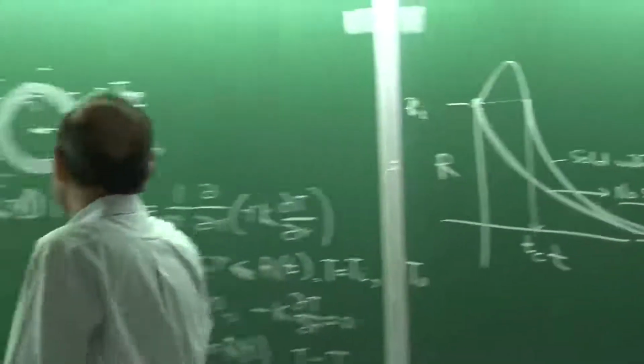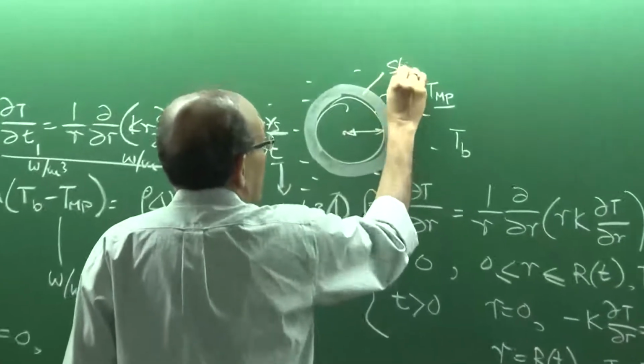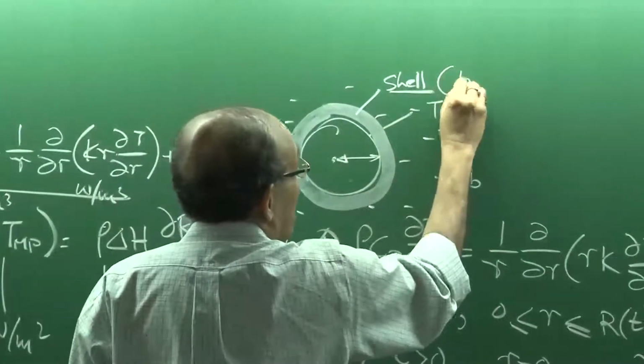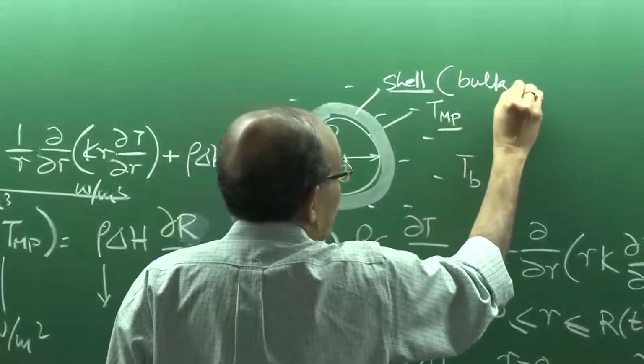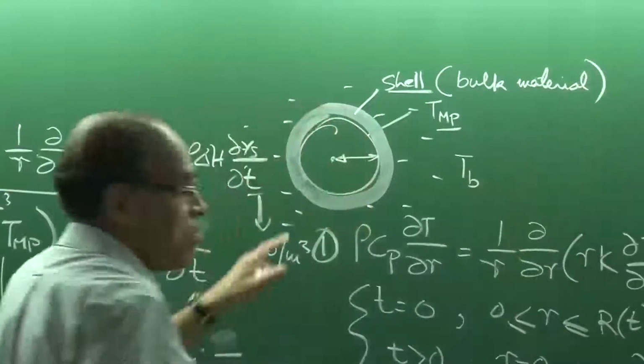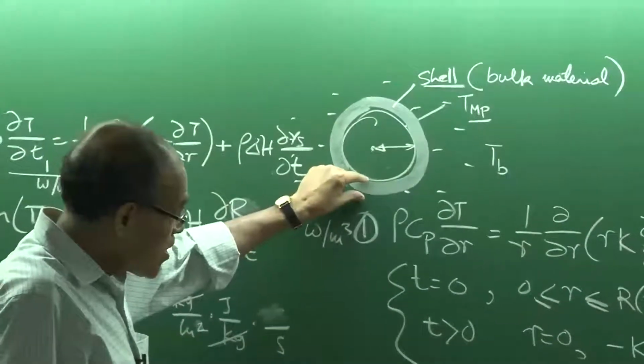And what is this shell? This shell is this. And what is the composition of the shell? This is the bulk material which has solidified. And how much, what would be the size of this shell?